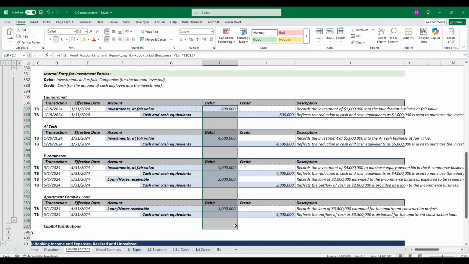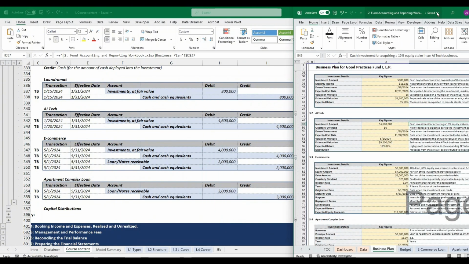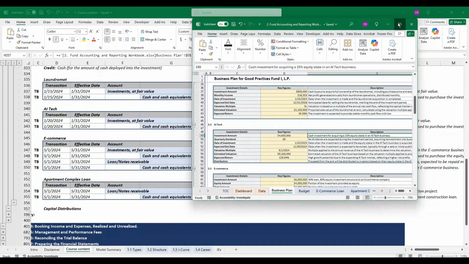After deploying all these investments, you can tell in total we only have $14,400,000 deployed. Total contribution is $15 million. So what's the difference? The difference is our expenses. So these are what we're going to book next. Before that, let's go to our workbook to show how these entries flow.